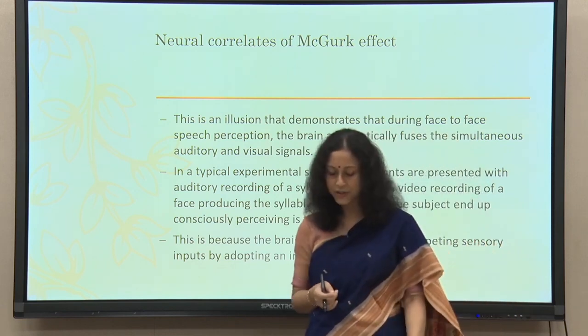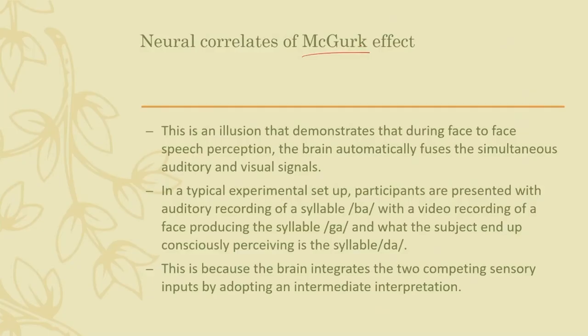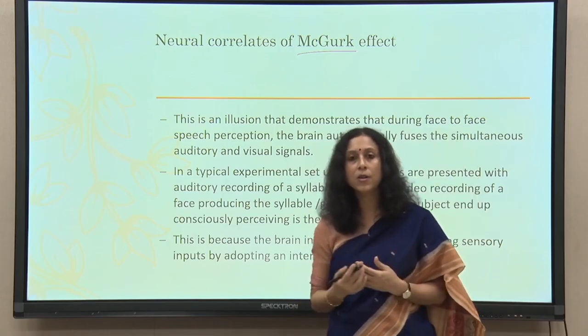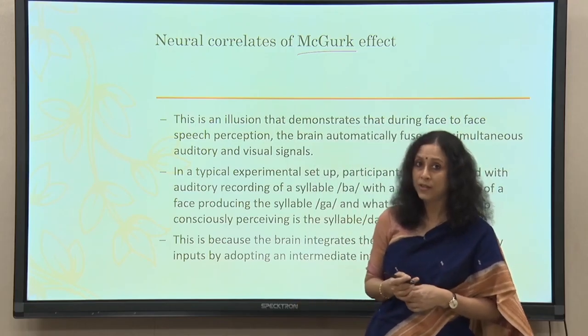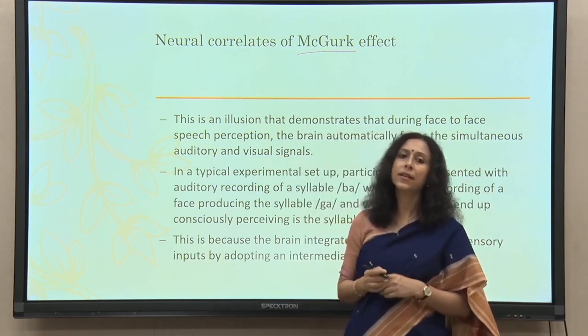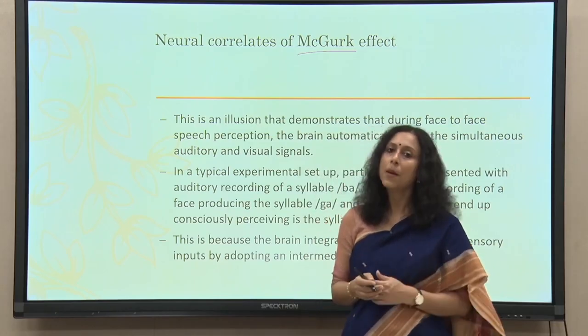In terms of speech perception, there is also an interesting finding that needs to be mentioned here, which is the McGurk effect. This is an interesting illusion that demonstrates that during face-to-face speech perception, the brain automatically fuses simultaneous signals. When we are listening to somebody face to face, we pick up the signal not only from the auditory loop but also from the visual loop. The brain does something very interesting: it fuses those two signals together and takes a middle path.